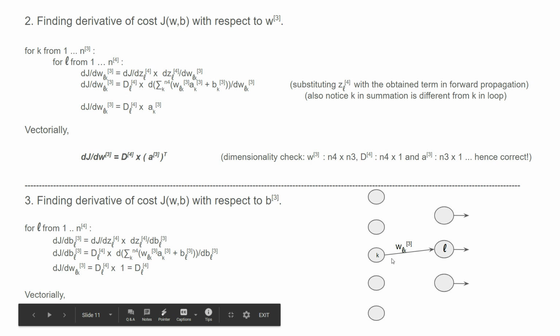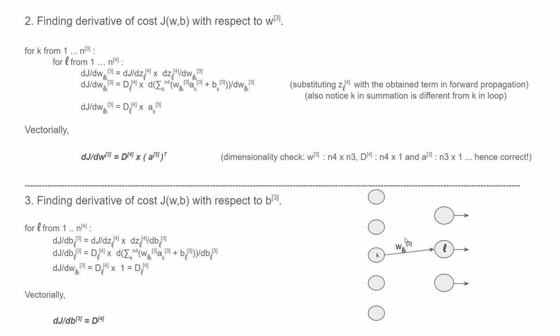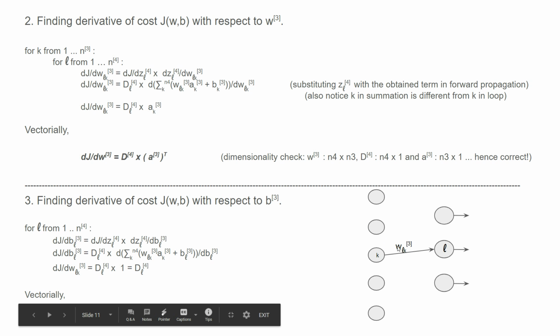we will only get a derivative equal to 1 when we differentiate this Wlk with respect to itself. Since Wlk was multiplied with Ak3, we get Ak3 as our result. All the other weights, as they are constant with respect to Wlk, will be 0. So I hope that is clear. Let's move to the next slide.